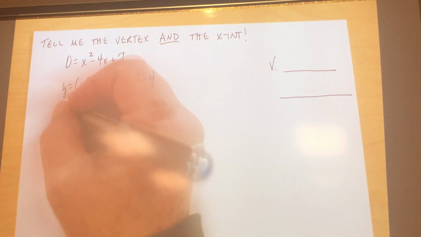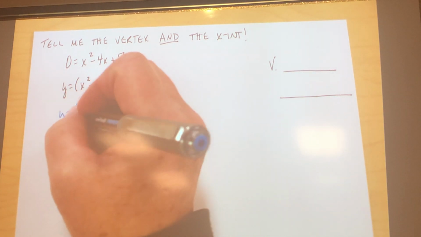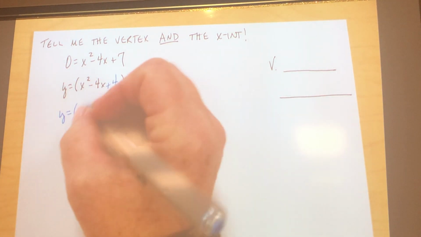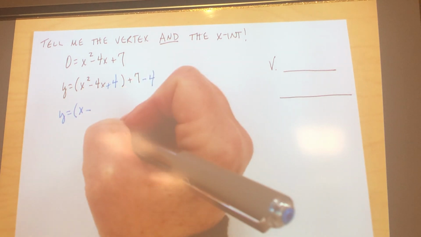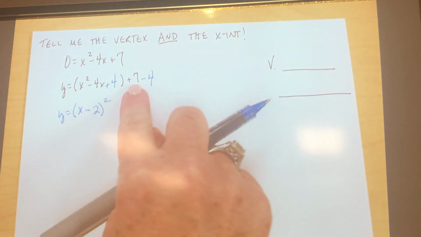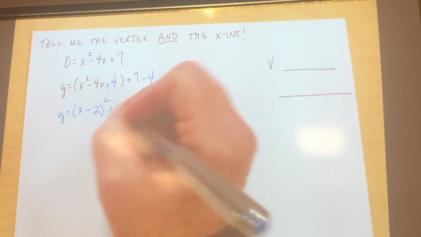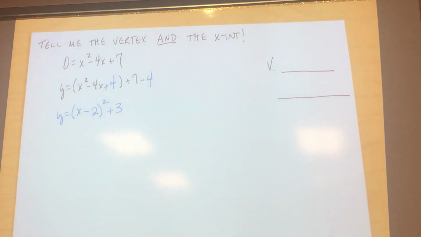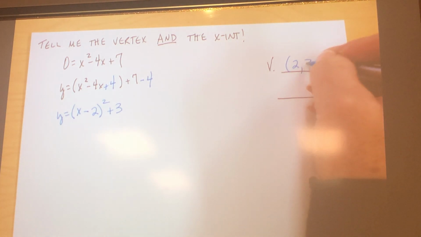All right. So y is equal to, open parentheses, square root of the first, keep the sign, square root of the last. 2. Quantity squared. What's 7 minus 4? 3. Okay? What's my vertex? 2, 3. Very good. 2, 3.